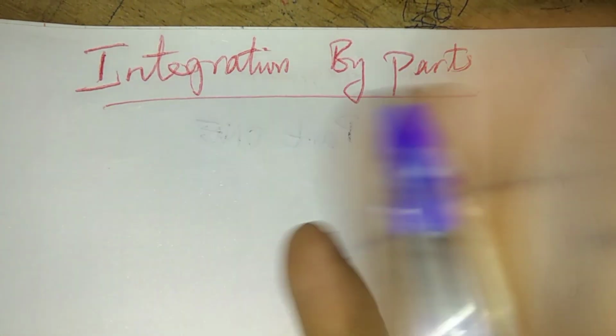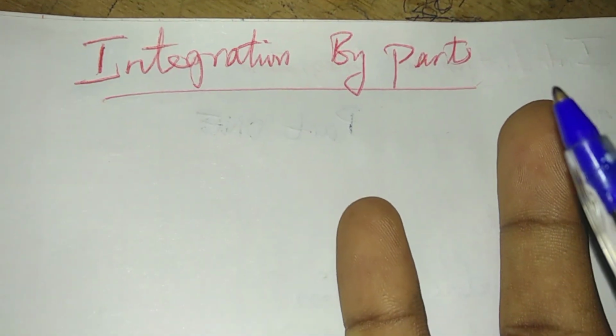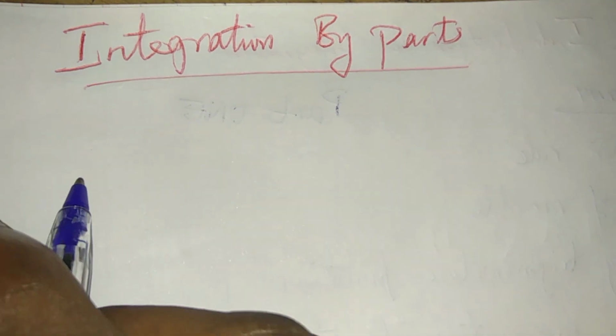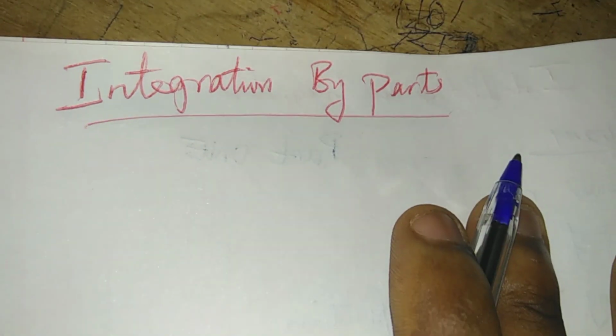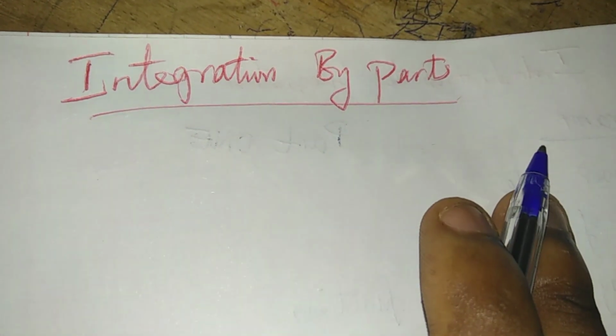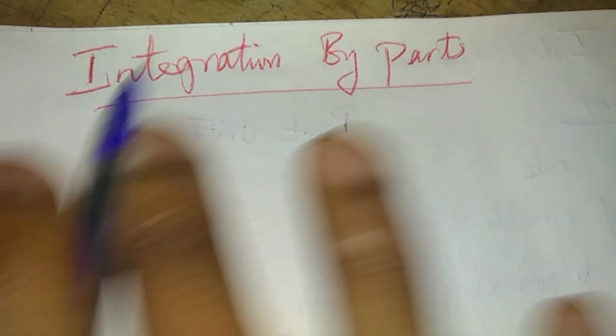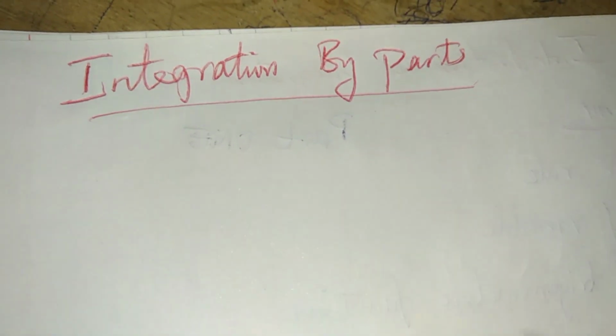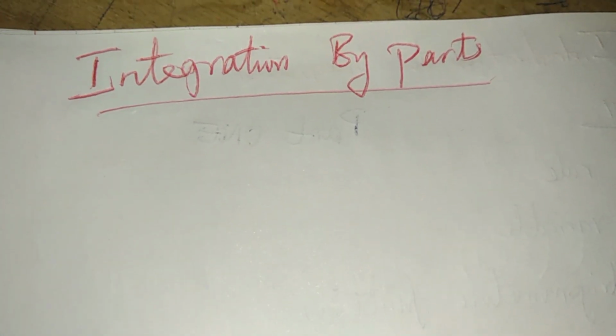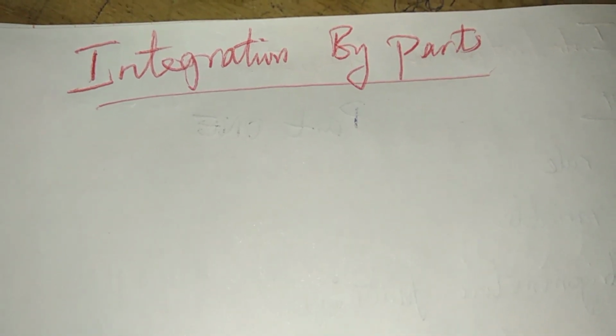Integration can also be known as our antiderivative because it is the opposite of differentiation. So for instance, if we integrate after differentiating, we have the derivative. If we integrate the derivative, we'll come back to the original function. So it is a way of moving backward to the original function. And in this video we are going to concentrate on integration by part.